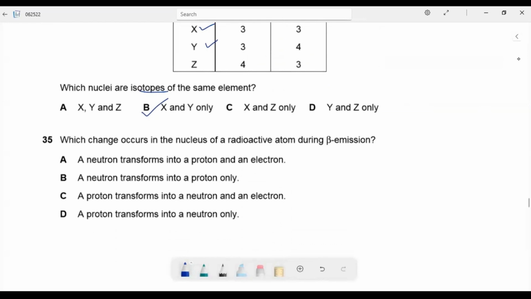Which change occurs in the nucleus of a radioactive atom during beta emission? During beta emission, a neutron is converted to a proton, one beta particle and one anti-neutrino. The anti-neutrino is a massless element. This is an electron, negative, and this is one proton. So here the right answer is a neutron transforms into a proton and an electron.